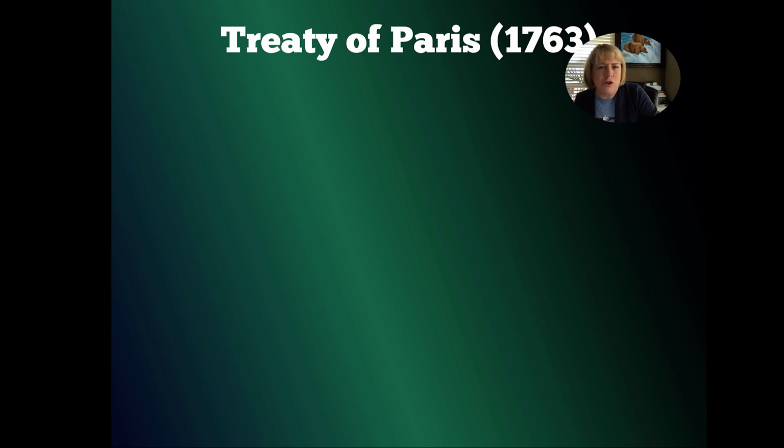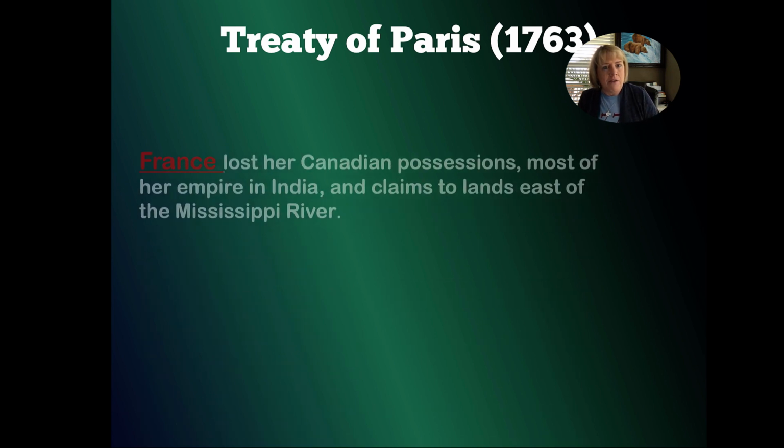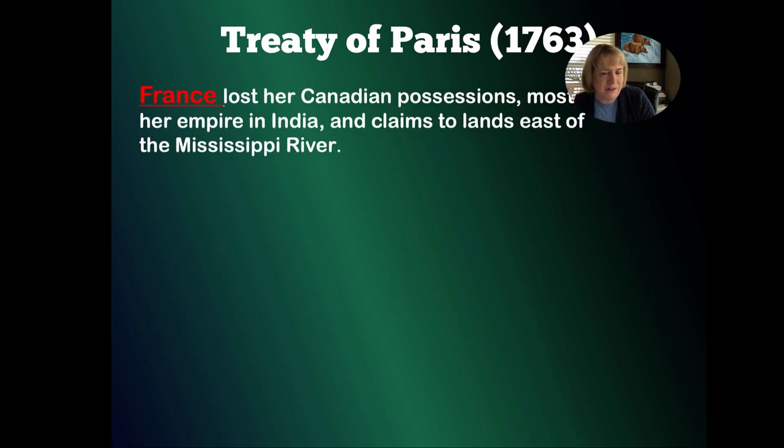This, I would honestly consider a turning point in the history of America because of certain things that happened as a result of this treaty. First of all, let's look at the conditions of the treaty, what each country agreed to. First of all, France loses everything. Just keep that in mind. They lose all their Canadian possessions, they lose their empire in India, and they lose their lands east of the Mississippi. So basically on that map, all that blue we saw, gone. France has nothing.